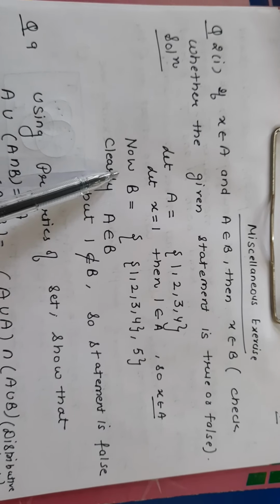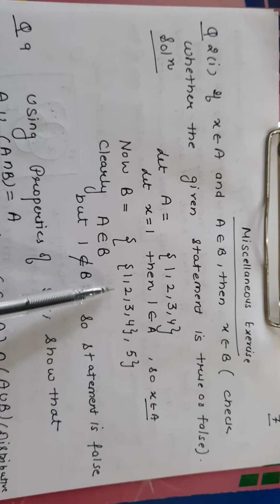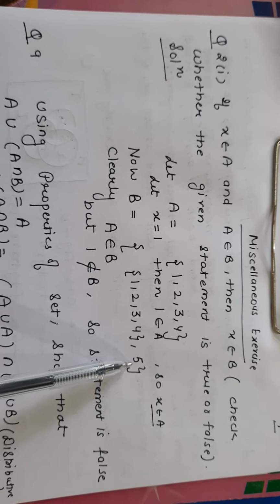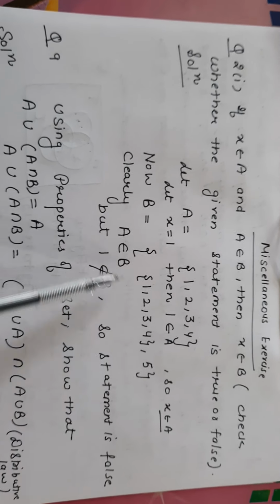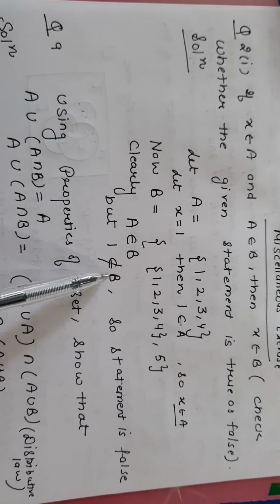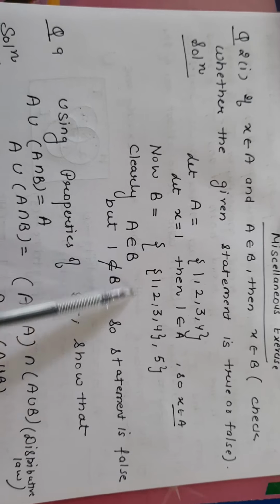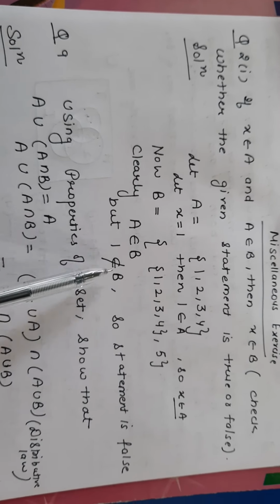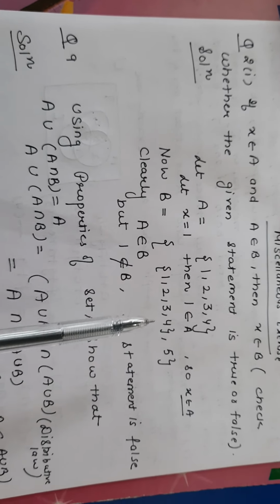So whenever you write set B, first you write complete set A and then you can write any element. Like I have written here 5 also. Clearly A belongs to B. Now you can check 1 does not belong to B because this is a complete element of B. So 1 does not belong to B. So this statement is false.